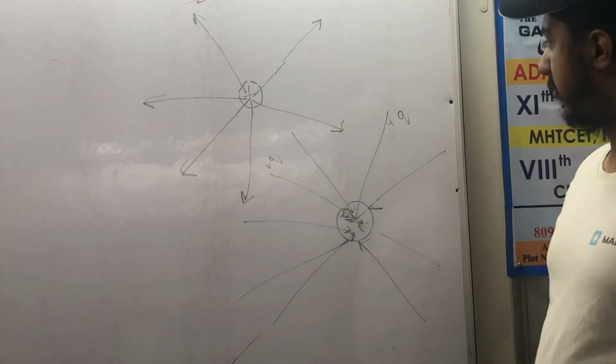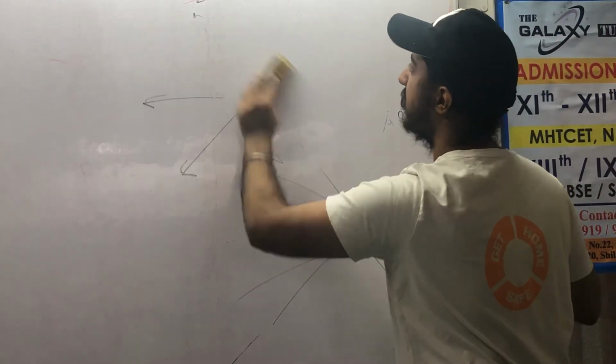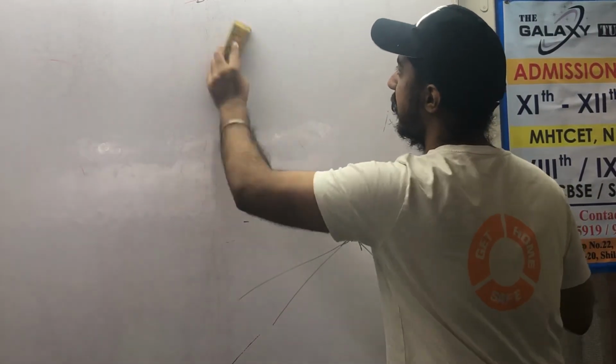Okay, that should be enough for now. We will look at more of these electric field line diagrams in further topics. This was just a basic.